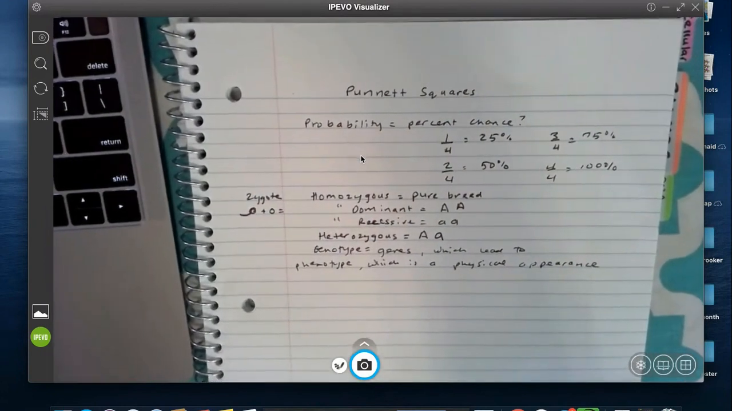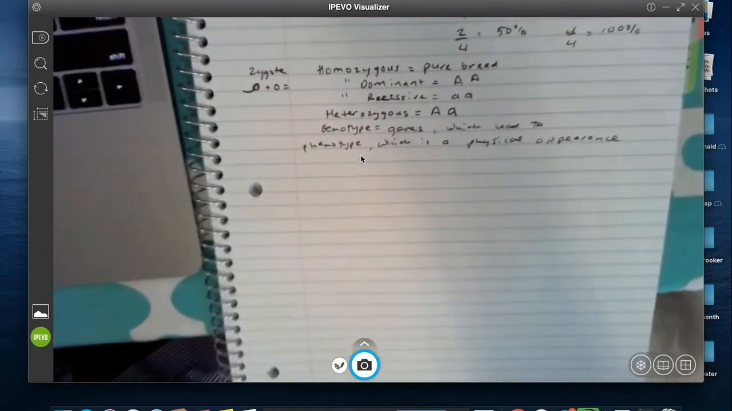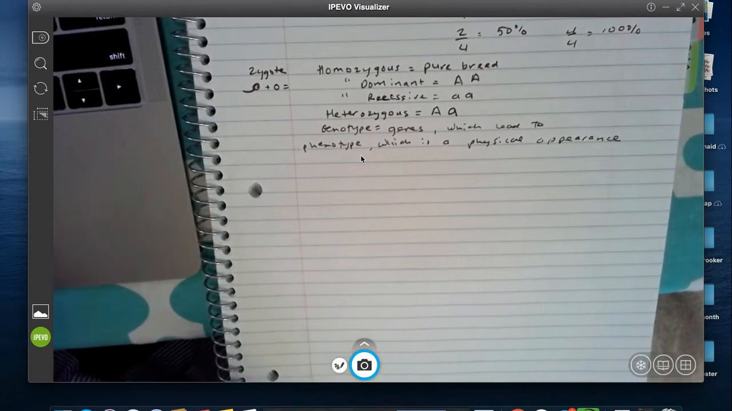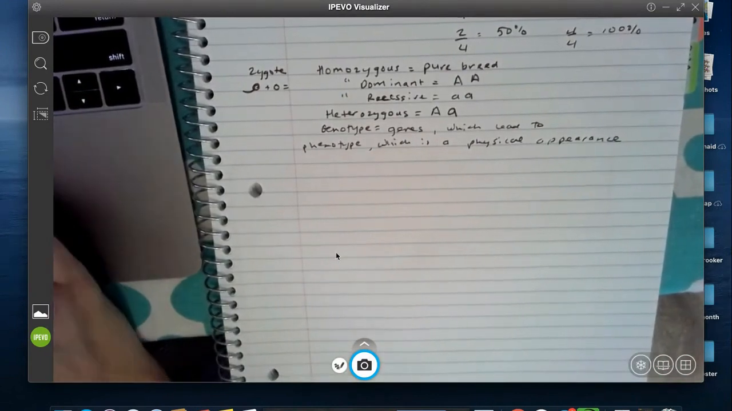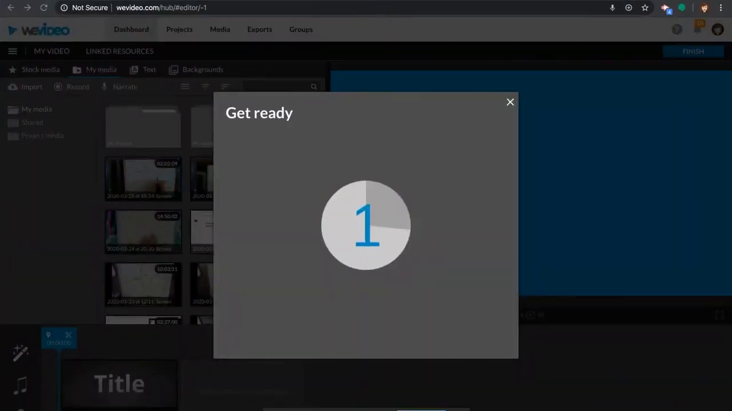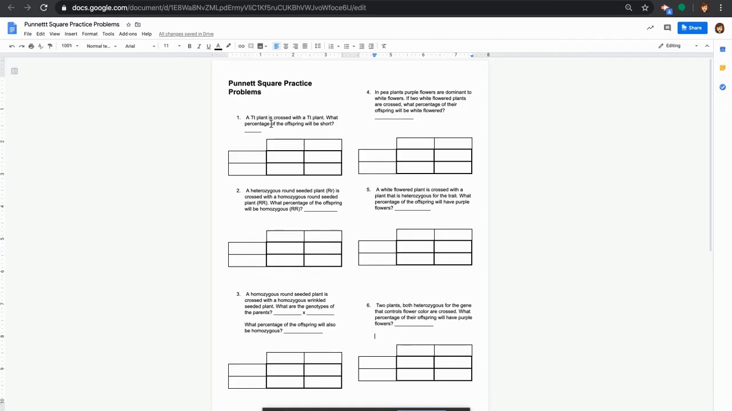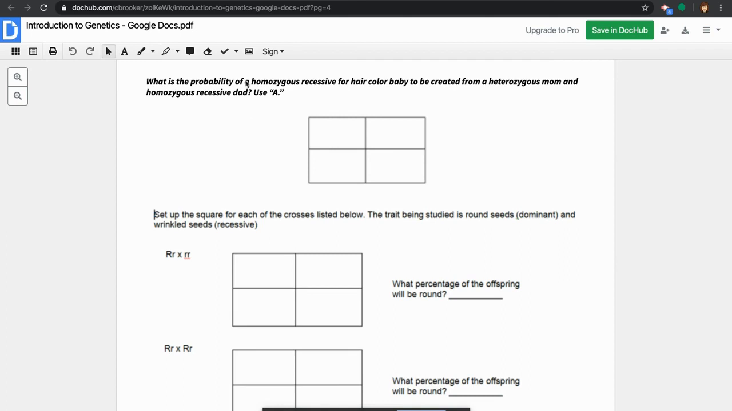All right, let's go down here. Let's set up our first Punnett square question. Here it is. Okay. What is the probability of a homozygous recessive for hair color baby to be created from a heterozygous mom and a homozygous recessive dad?